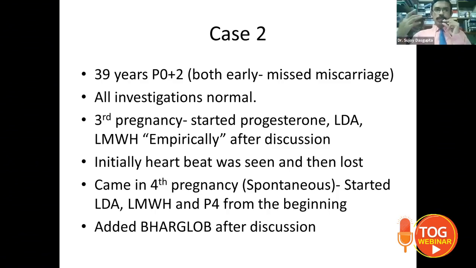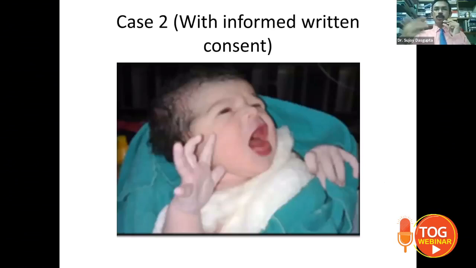So in the fourth pregnancy, at the point when she became pregnant, we did not wait till getting the fetal heartbeat. I offered starting all these things like heparin, aspirin, and progesterone. Along with that, I started the Varglobe. So it went well, and the lady delivered by around 37 weeks. Great. I think this is good.